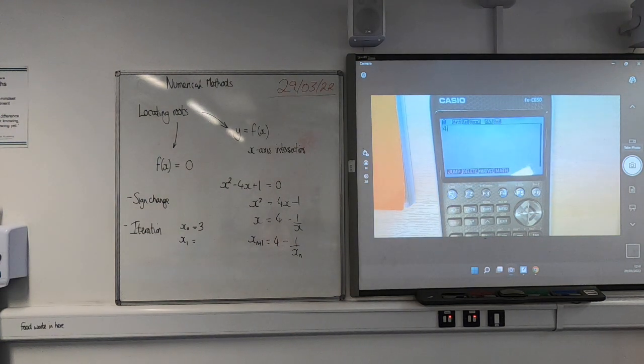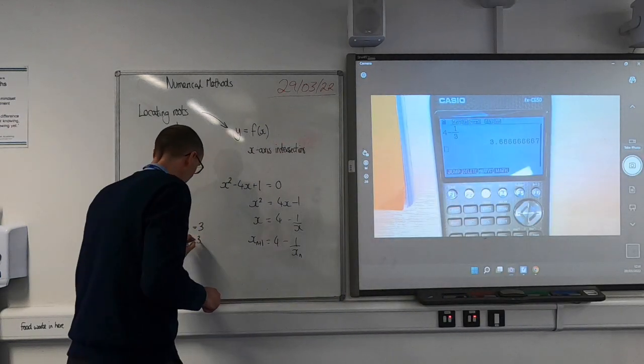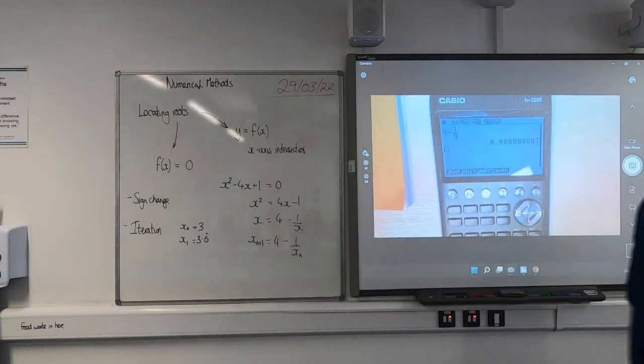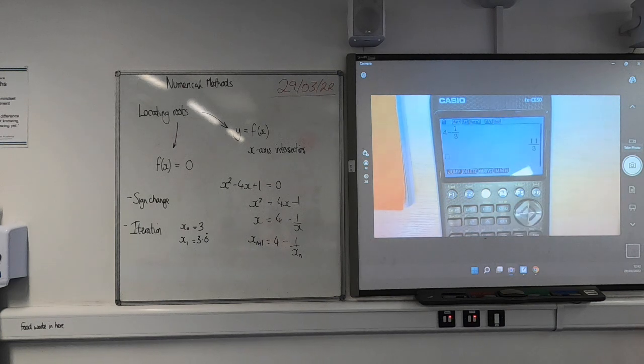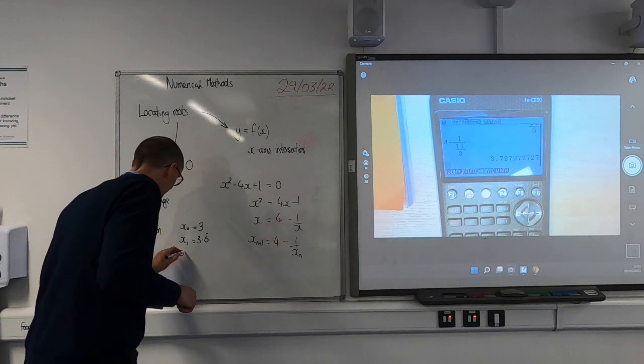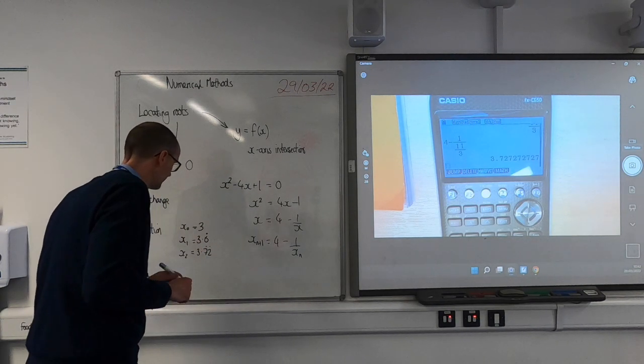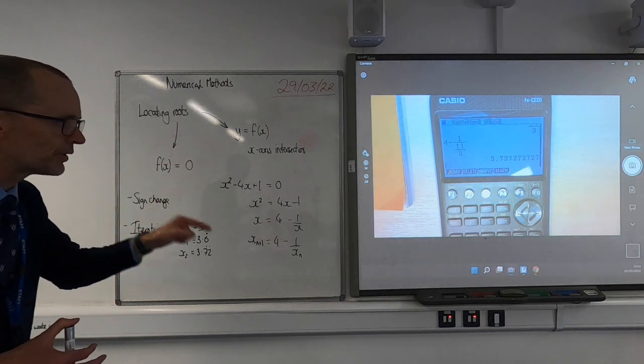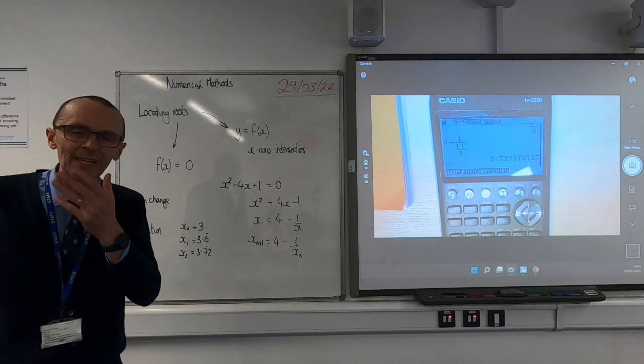So, 4 minus 1 over 3 gives me my next guess. And so what I then do is I type in the sum again, but instead of 3, I use my new guess. 4 minus 1 over 3. And that gives me my next guess. And then I'd do it again, and it'd probably be better to store that in the memory this time. It's a bit of a faff, isn't it?